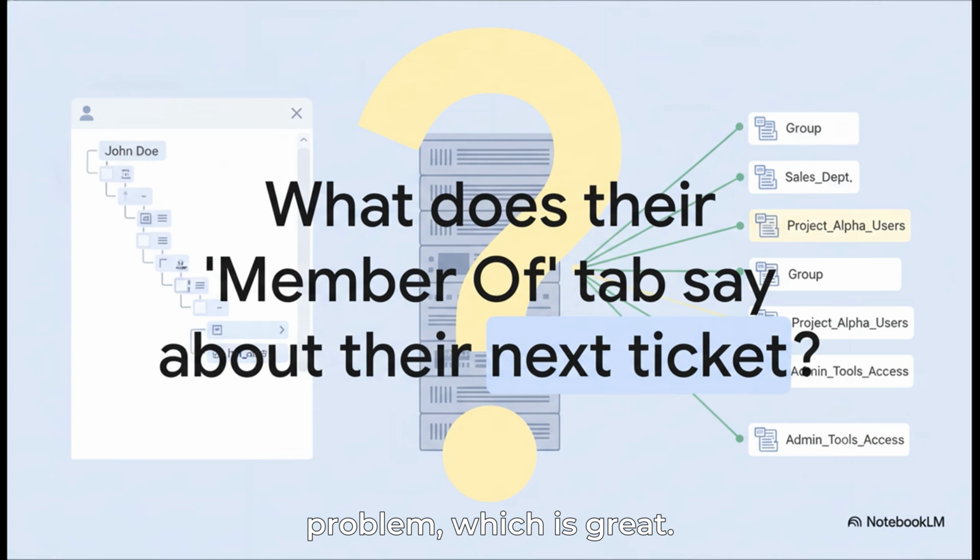You fixed the immediate problem, which is great. But now, what does their Member Of tab tell you? Are they in the right groups for their current job? Do they have access to things they shouldn't? Taking an extra 30 seconds to look at their groups can help you predict and even prevent their next support ticket. And that is the difference between just fixing problems and truly managing your network. So, what are you going to look for next time?